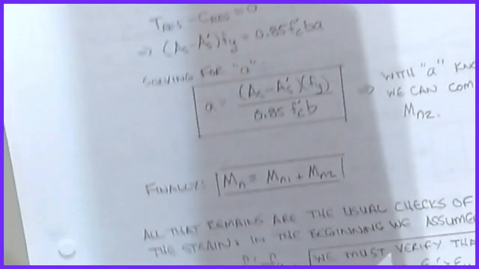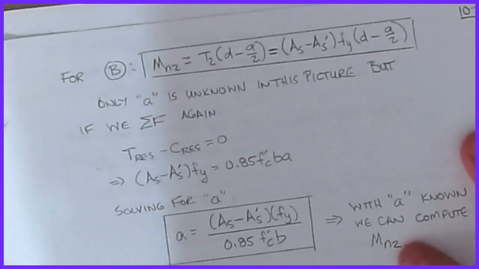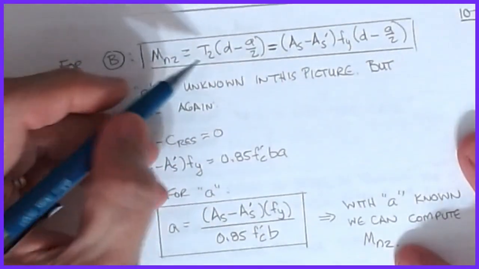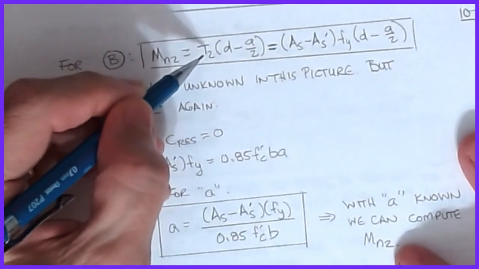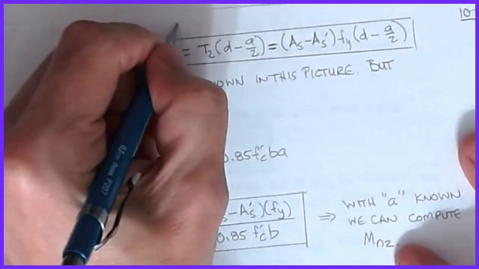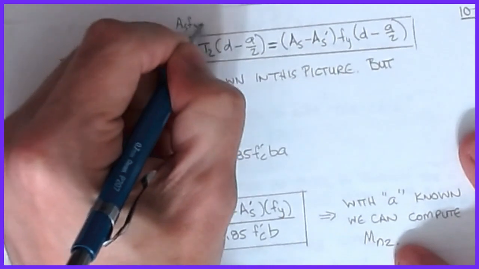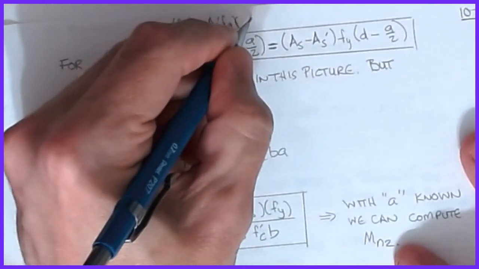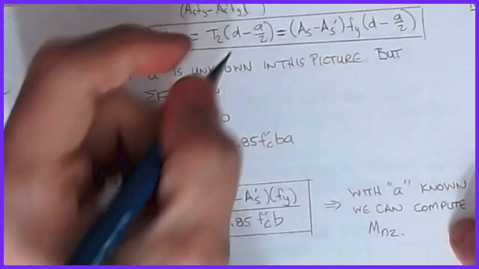For B, we do the same thing with that one. So we compute the moment diagram like we did before. Now, instead of As fy, it's that T2 value. So we're going to do As fy minus As prime fy, then multiplied by everything else. That's T2 happening there.